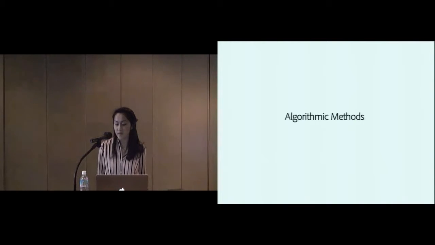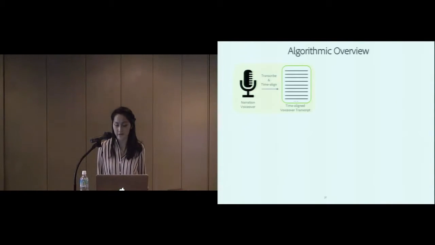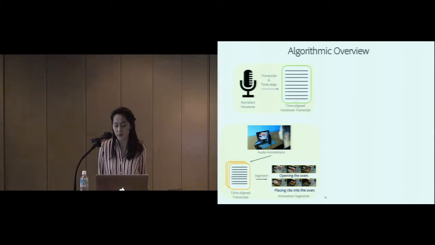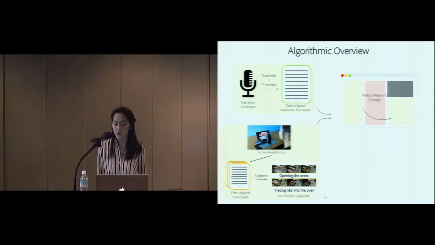Now I'll go into more detail about the technical components supporting the QuickCut interface. First, QuickCut transcribes and time-aligns the narration voiceover using an existing phoneme matching algorithm. Then, QuickCut segments the footage into semantically relevant subunits called annotation segments. The system does this by allowing the user to provide audio annotations for the raw footage and transcribes and time-aligns these annotations to the raw footage. Both of these inputs are fed into the interface where a text matching algorithm is used to find the correspondences between the narration text and the annotation segments.